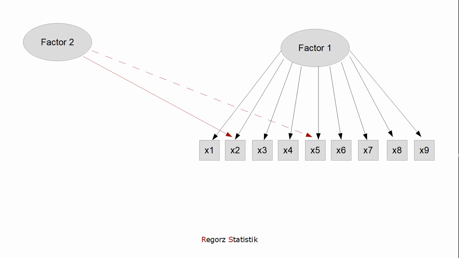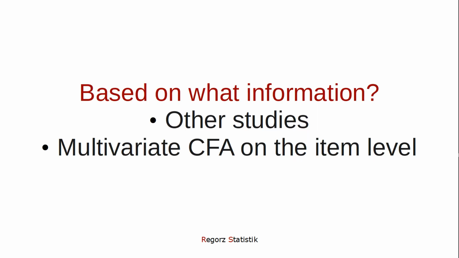Now we have an example where x2 has a positive cross-loading and x5 has a negative cross-loading on factor 2. In this case, we would put those two items in the same parcel, so that they cancel each other out when it comes to this cross-loading. Based on what information could we do that? We could use other studies, or we could run a multivariate CFA on the item level, that is, without parcels. Multivariate CFA means we put in all constructs of our analysis and not only just one construct.